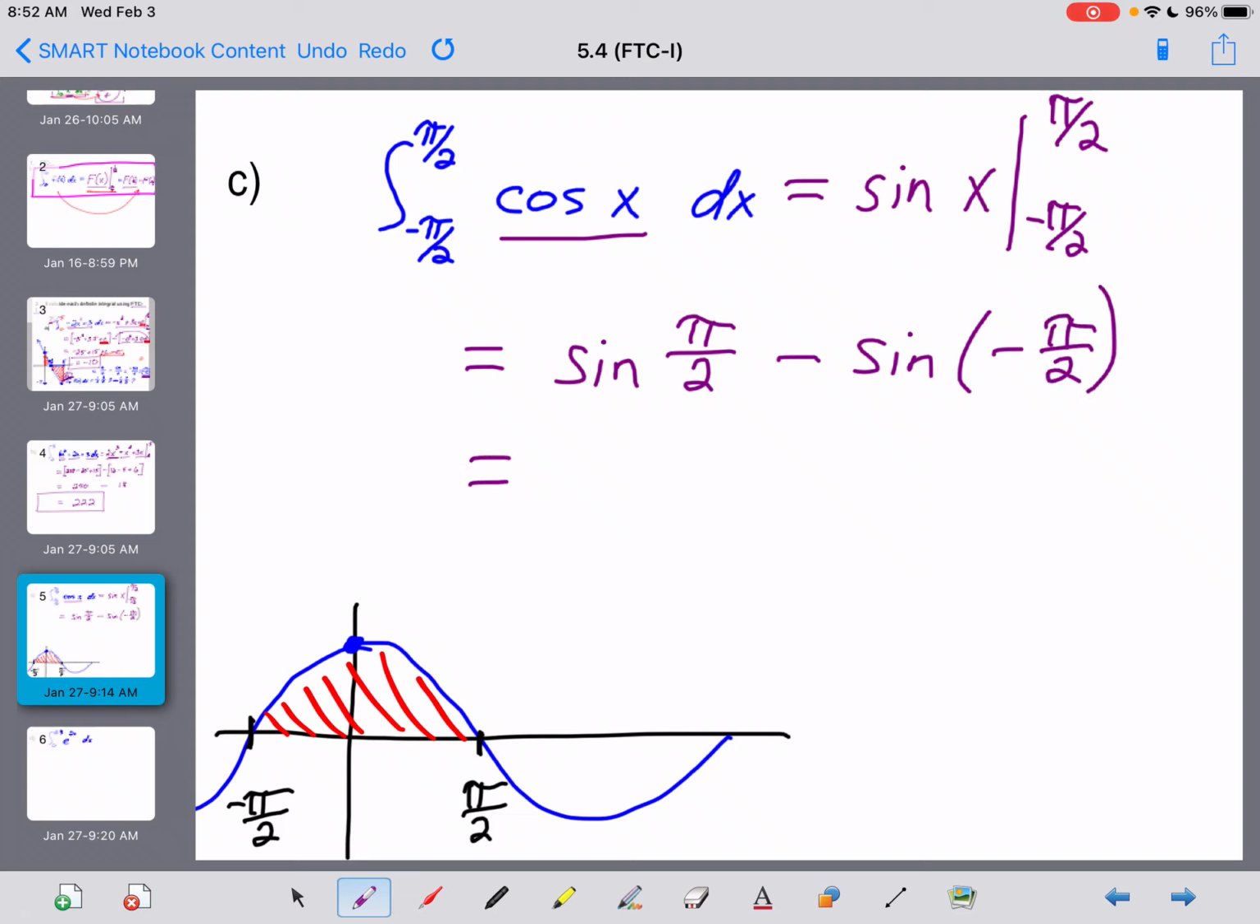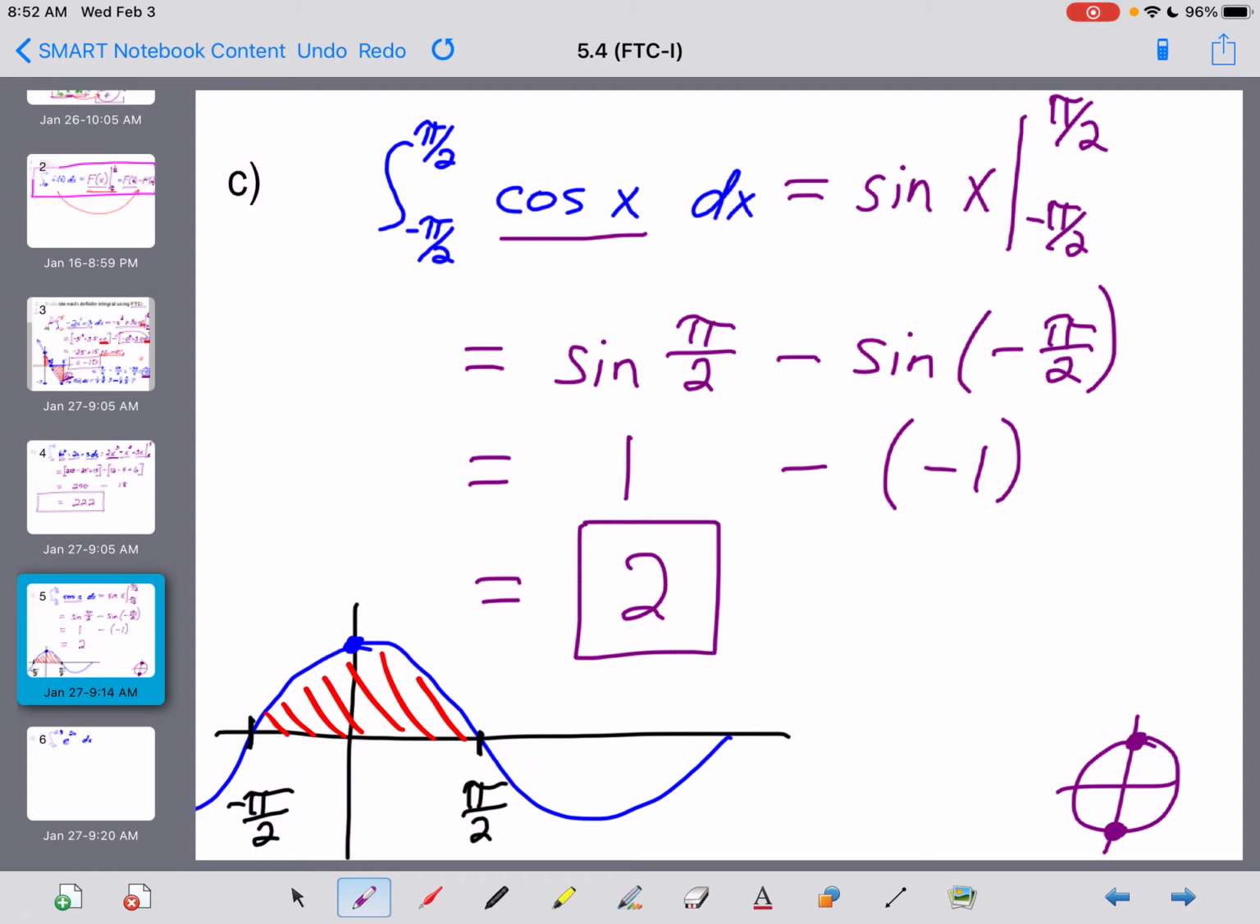What does that do for us, guys? Sine at pi over 2, again, back to my unit circle right here. Pi over 2 is right up here. Sine is my y-coordinate. That's 1. Minus the sine of negative pi over 2. Right here, my y-coordinate there is negative 1. And 1 minus negative 1 is 2. Now, the reason I'm being funny about this, that is certainly not an interesting answer.